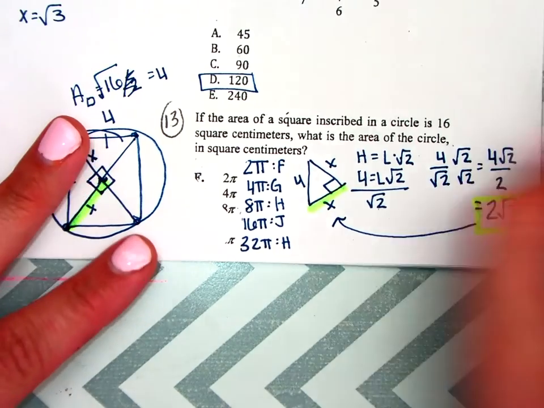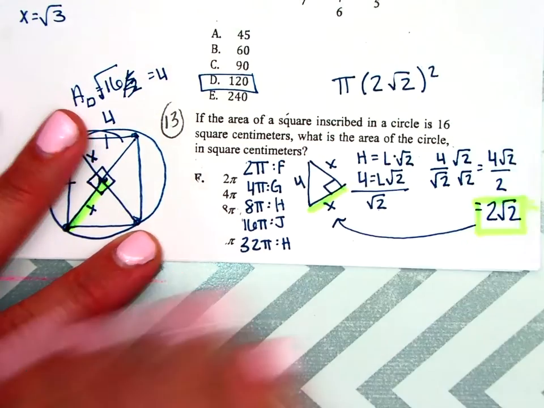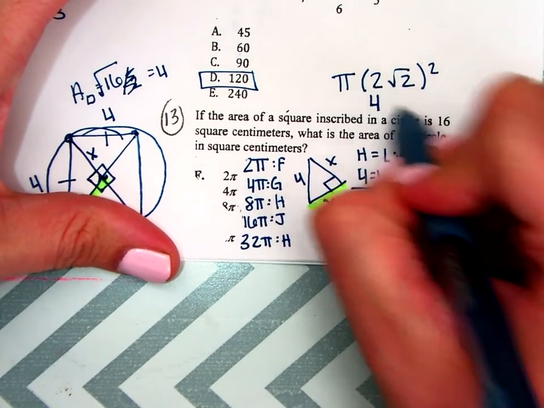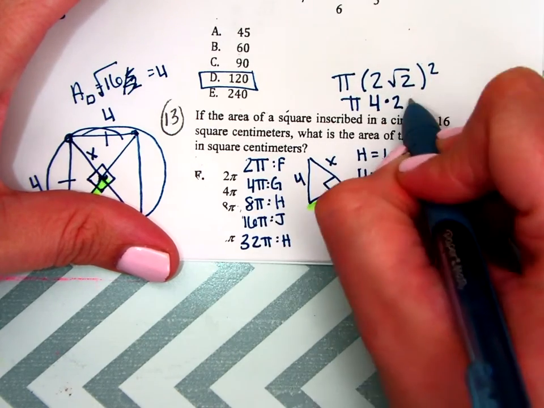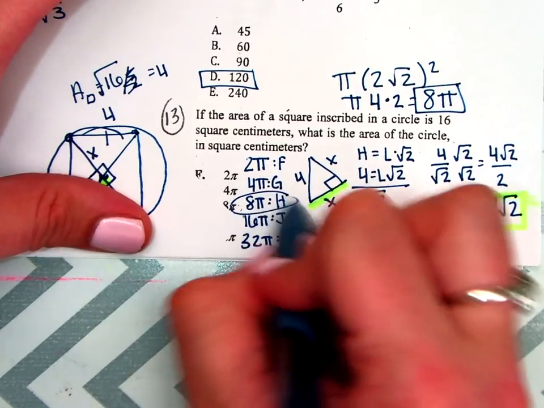So the area formula is pi r squared, which is 2 square root of 2, squared. I must distribute the square. So 2 squared is 4. Square root of 2 squared is 2. 4 times 2 is 8 pi. So my correct answer is H.